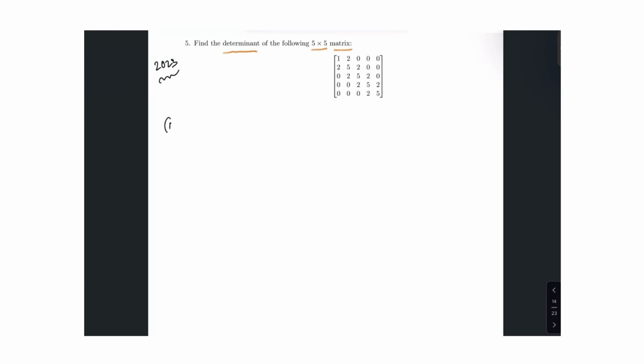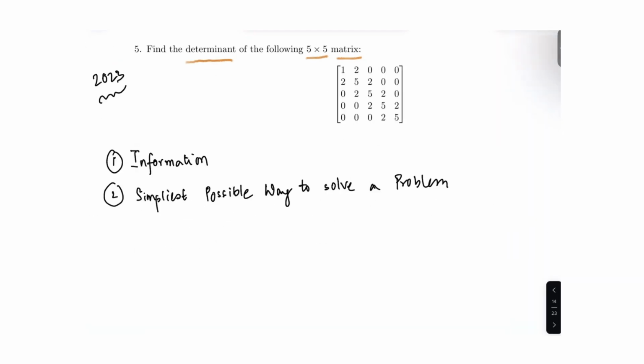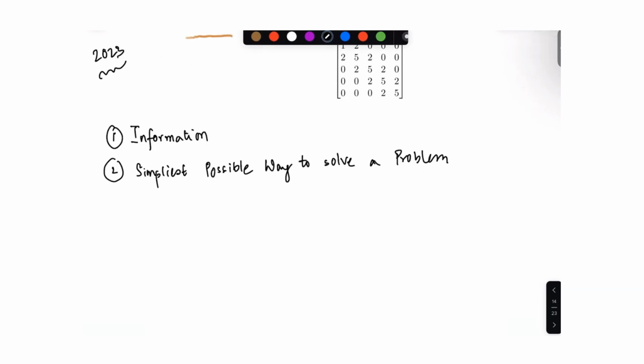So step number one is to first of all know the information of the problem. Step number two is to always think about the simplest possible way to solve a problem. Now, the question is to find the simplest possible way to solve this problem. This is the whole idea. Now, how to think about it? The question boils down to answering what is the simplest possible way to find a determinant of a matrix.